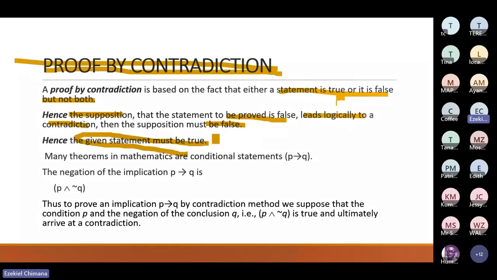Maybe it would be easier if we do an example. Many theorems in mathematics are conditional statements, P implies Q. The negation of the implication P implies Q is P and the negation of Q. So to prove an implication P implies Q by the contradiction method, we suppose that the condition P and the negation of the conclusion Q are true, and ultimately arrive at a contradiction.